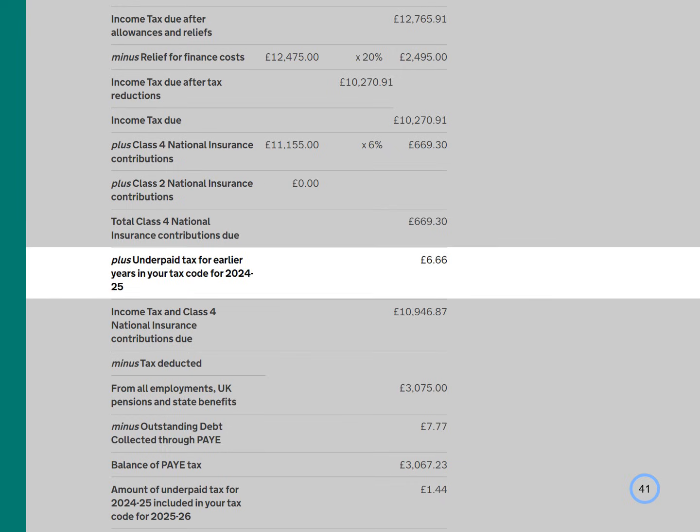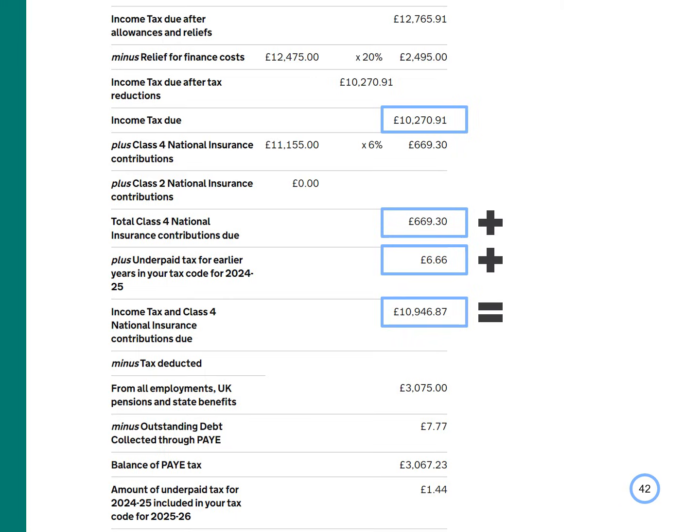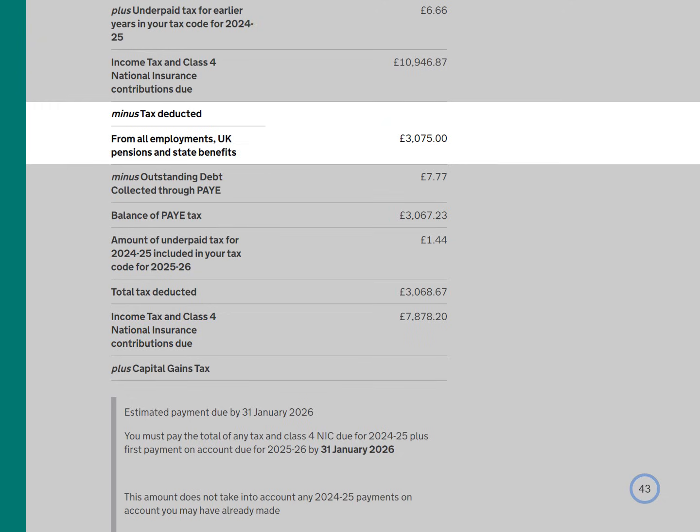In our webinar, Finishing Your Online Tax Return, we looked at underpaid tax for an earlier year that was being collected through your PAYE tax code and why it needs to be included in your tax return. If this applied to you, the amount is added to the tax due for this year, and you'll see the amount here. Here we are showing you the total due for the year at this point in the calculation. So in our example, £10,946.87.